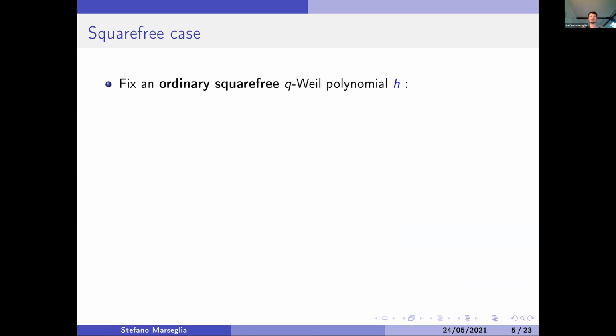So now we are going to use this big theorem in a special case, which is the squarefree case. So we fix a characteristic polynomial of Frobenius h, which is ordinary and squarefree. Okay? And this will give us an isogeny class C(h). Every Abelian variety in this isogeny class is going to be isogenous to a product of simple pairwise non-isogenous Abelian varieties. So this is what squarefree means in geometric terms.